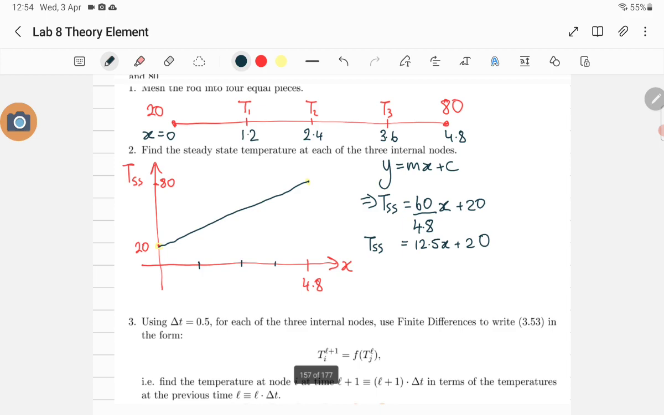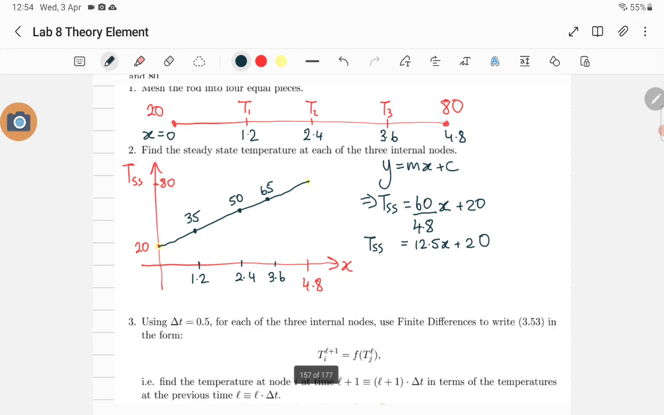And then the question is, what is the temperature at the grid points? So you can sub in 1.2, 2.4, 3.6 into this formula here, and you will end up with 35, 50, 65. 35, 50, 65, and that'll be used a little bit later on.